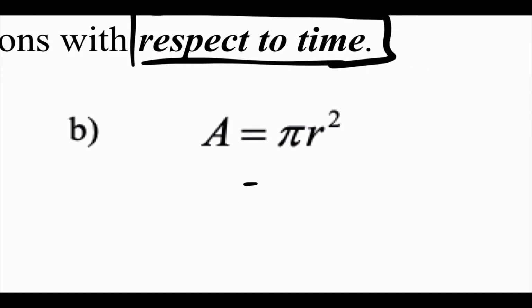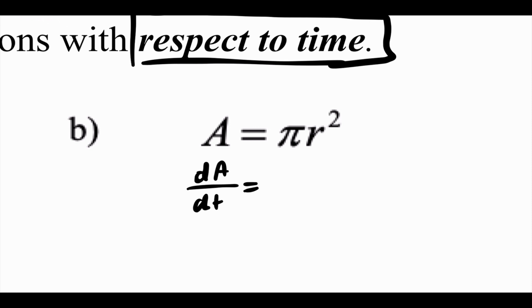What's the derivative of capital A? Capital A is a variable, right? So what's the derivative of A? 1, right? But it needs a tag, right? So the tag is going to be dA over dt. Okay.